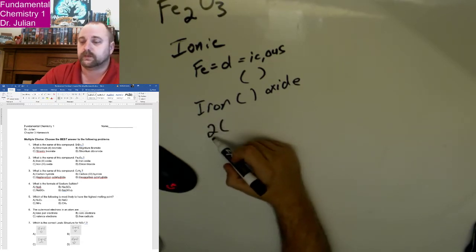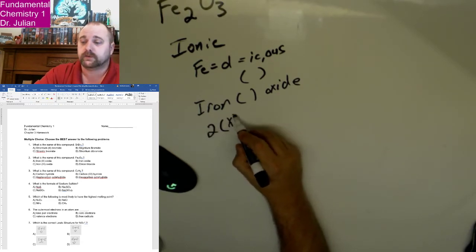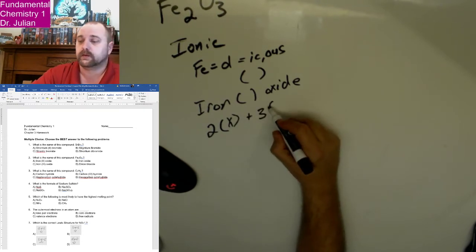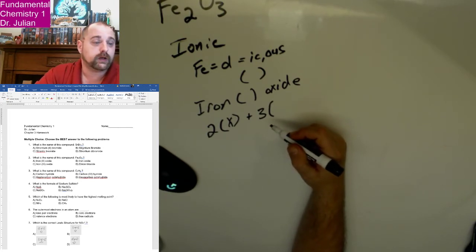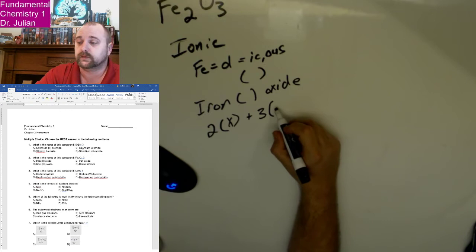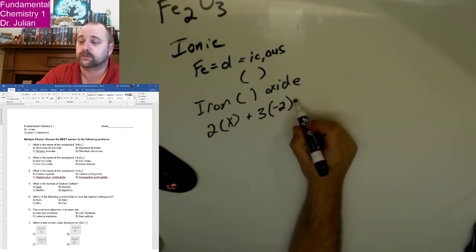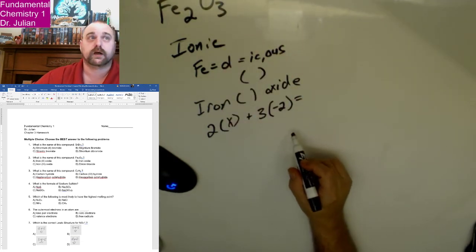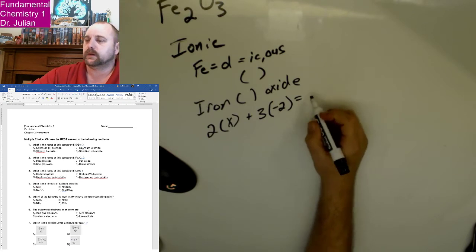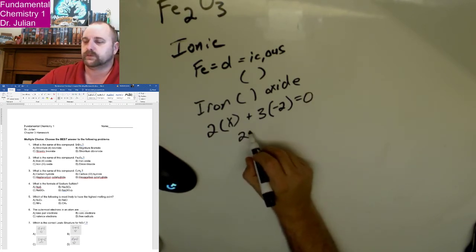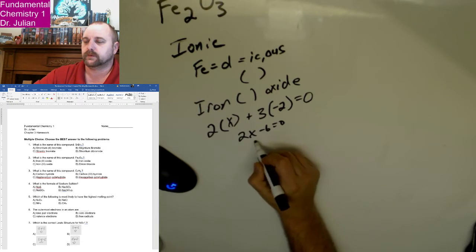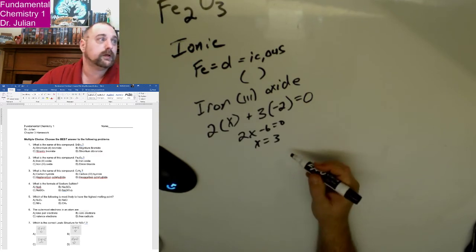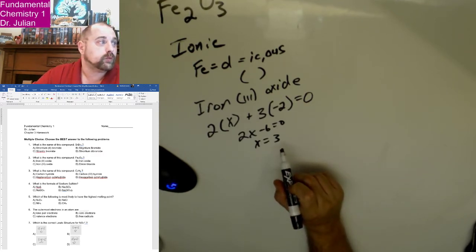2 times, so I've got 2 irons, x for the charge, and 3 oxygens. Oxygen is in group 16 and wants to gain 2 electrons, so that'd be a -2 by the octet rule. And we'll set this to the total charge, and the total charge is 0, which would be up top, which we can't see on this board. So 2x minus 6 equals 0. x comes out to be 3. So this is iron(III) oxide. Iron(III) oxide, which is C.